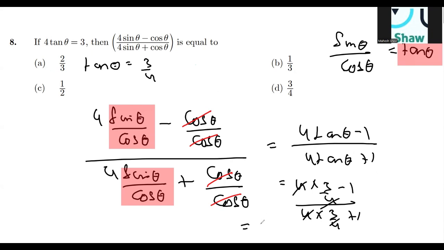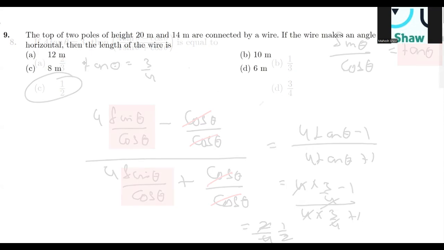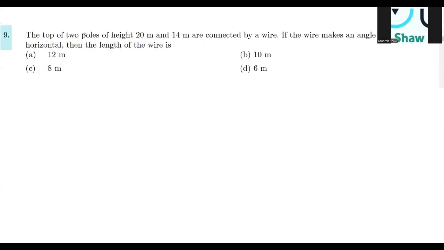3 minus 1, that is 2, and the denominator 3 plus 1, that is 4. So finally it is half. Yes, option C is correct in this case. Question number 9 is from the chapter Some Applications of Trigonometry.